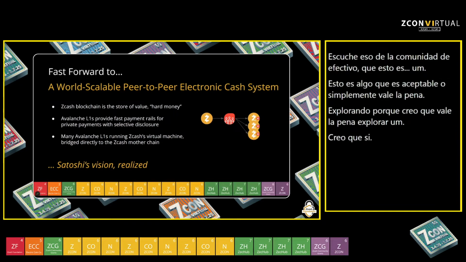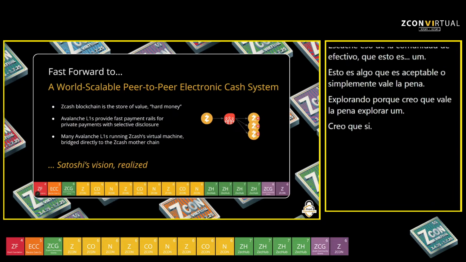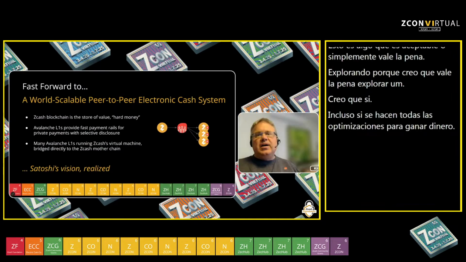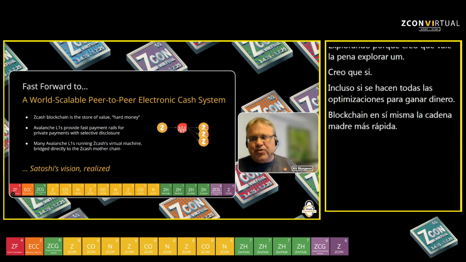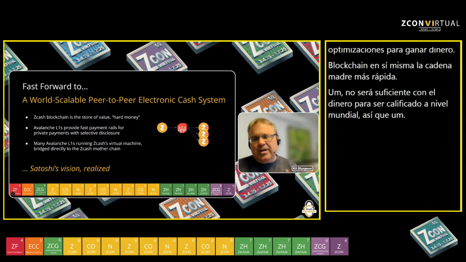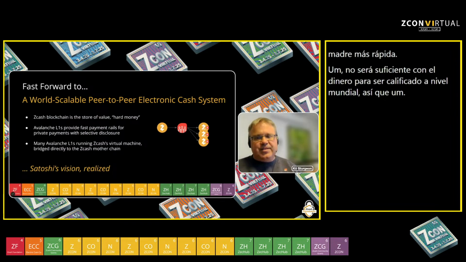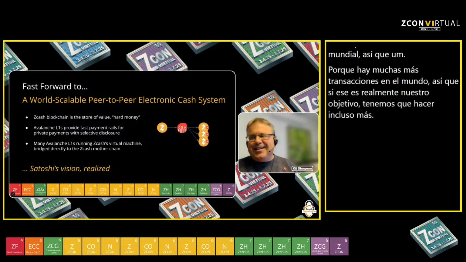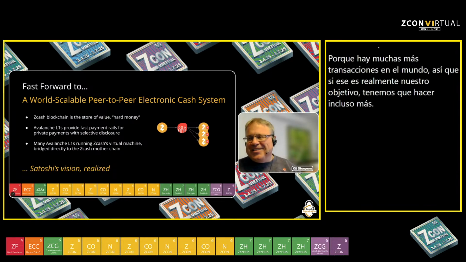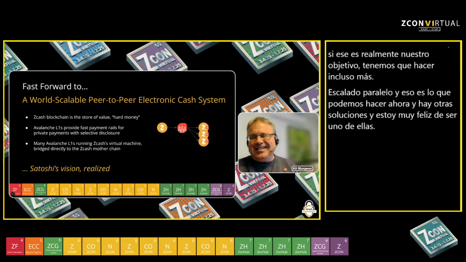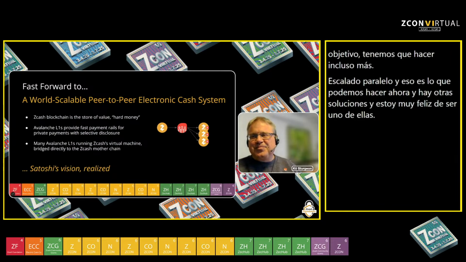I think even if all the optimizations are done to make the Zcash blockchain itself, the mother chain, faster, it won't be enough for Zcash to be world scalable, because there are just far more transactions in the world. So if that's really our goal, we have to do even more parallel scaling, and that's what we can help with. And there are other solutions, and I'm super happy to be one of many solutions here. We're building something that we want to be a constructive member of the community and work with other projects.